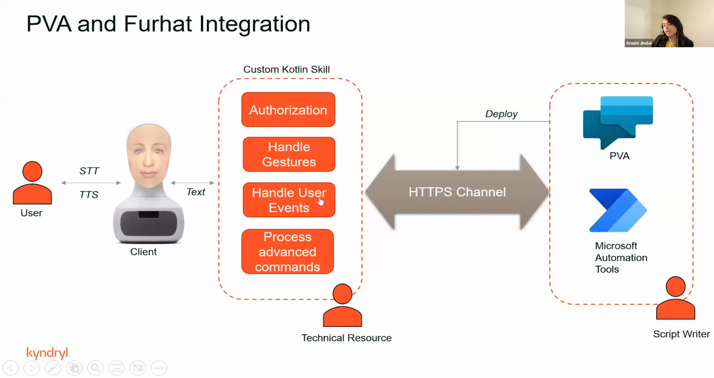So we handle very basic user interaction, and then also process advanced commands. For example, if we want to access the camera of Furhat and do some computer vision on it, or if we want to connect it to an external monitor and handle images and stuff. So for that, we added a capability. I'll not discuss this in much detail, but I'm very happy to answer any specific questions you might have afterwards.